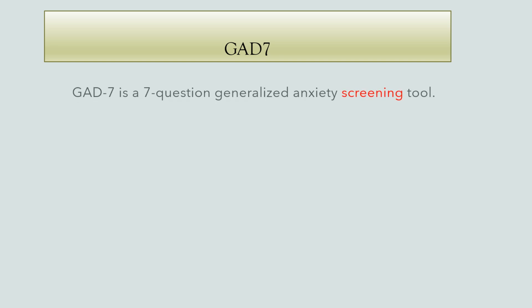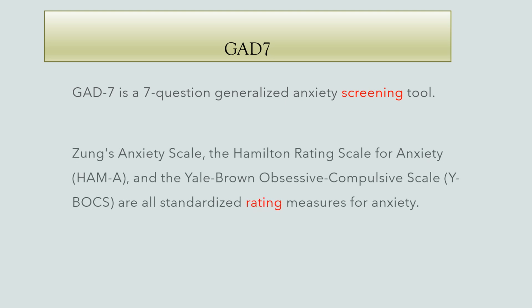GAD-7 is a 7-question generalized anxiety screening tool. Zung's anxiety scale, the Hamilton Rating Scale for Anxiety, HAM-A, and the Yale-Brown Obsessive Compulsive Scale, Y-BOCS, are all standardized rating measures for anxiety.